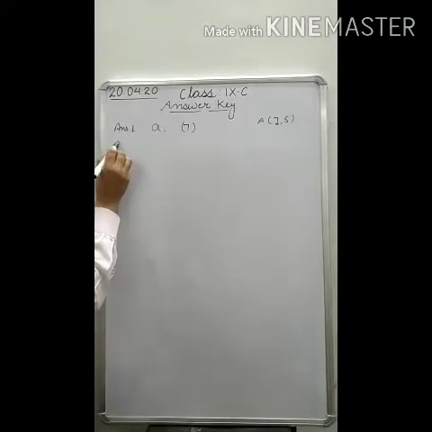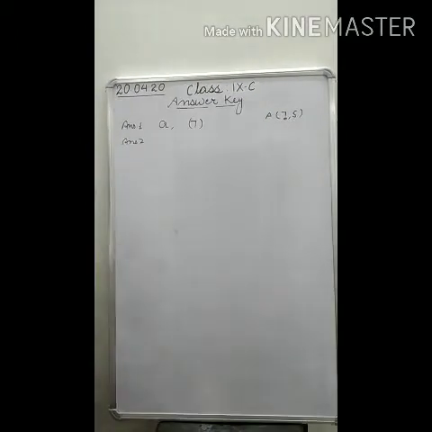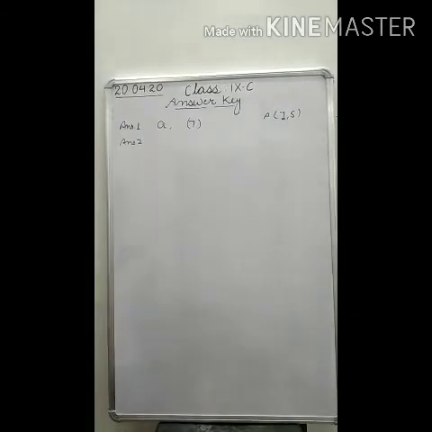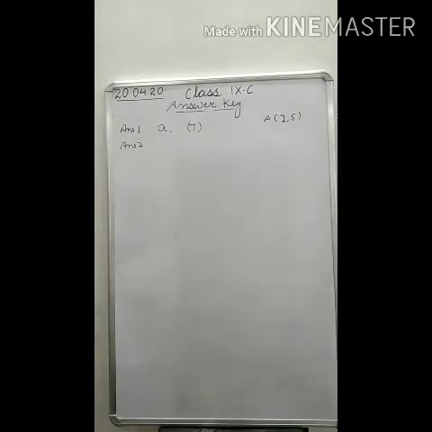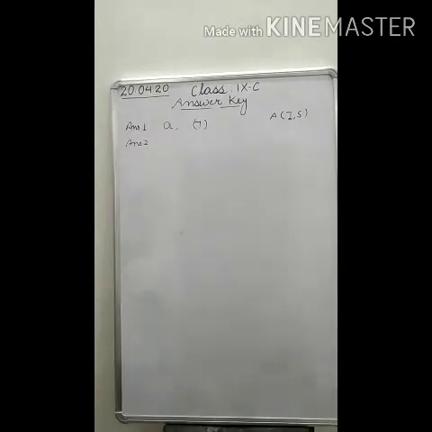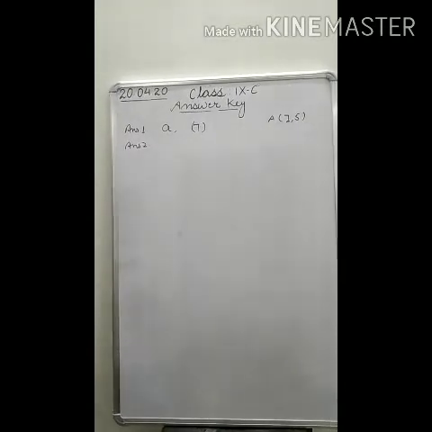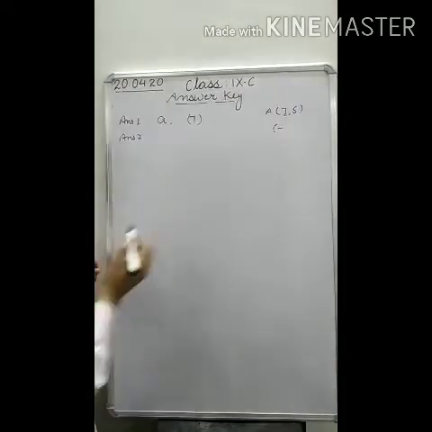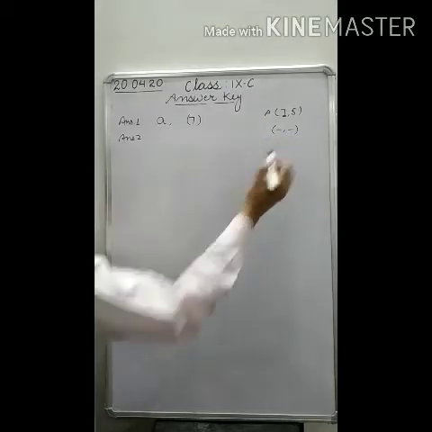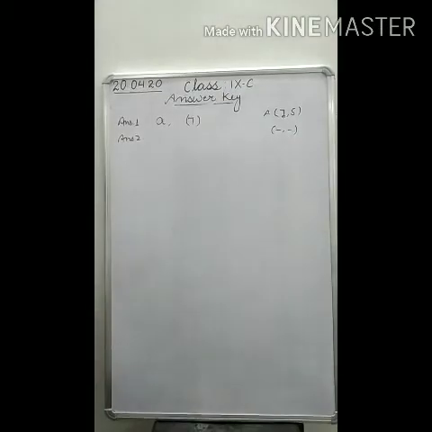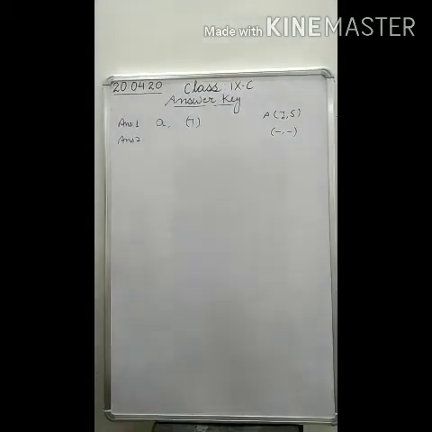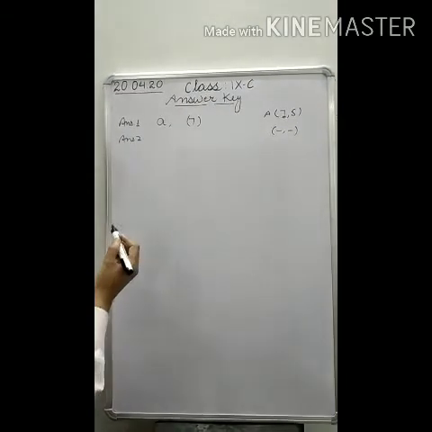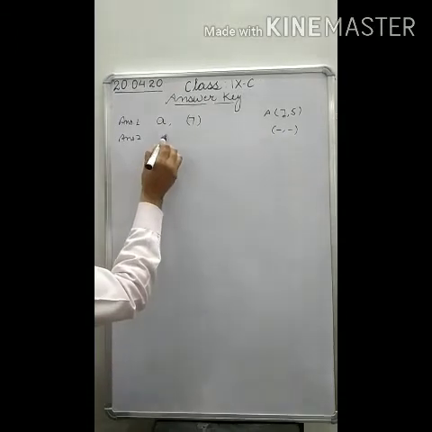Now come to question number 2. Here we are given a point both of whose coordinates are negative, meaning the point whose x-coordinate is negative as well as y-coordinate is negative. We have to find in which quadrant it lies. You know it very well, it lies in quadrant 3. So your option will be C.